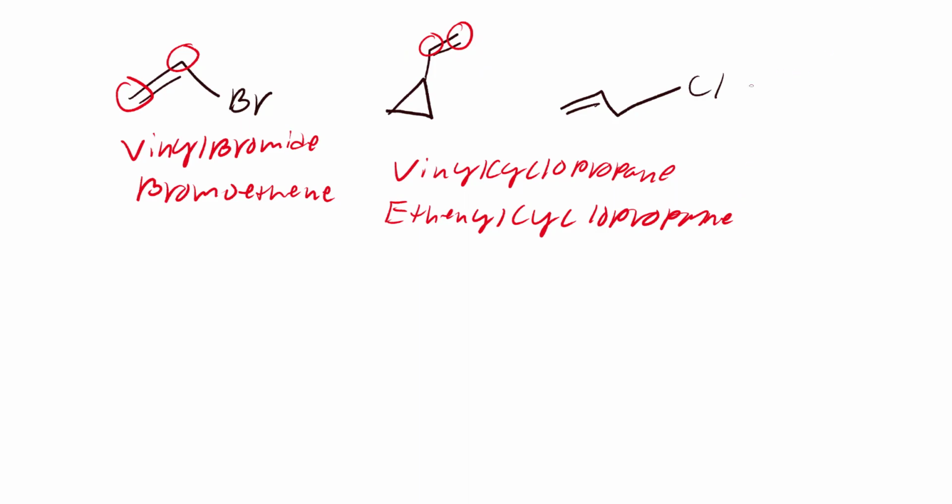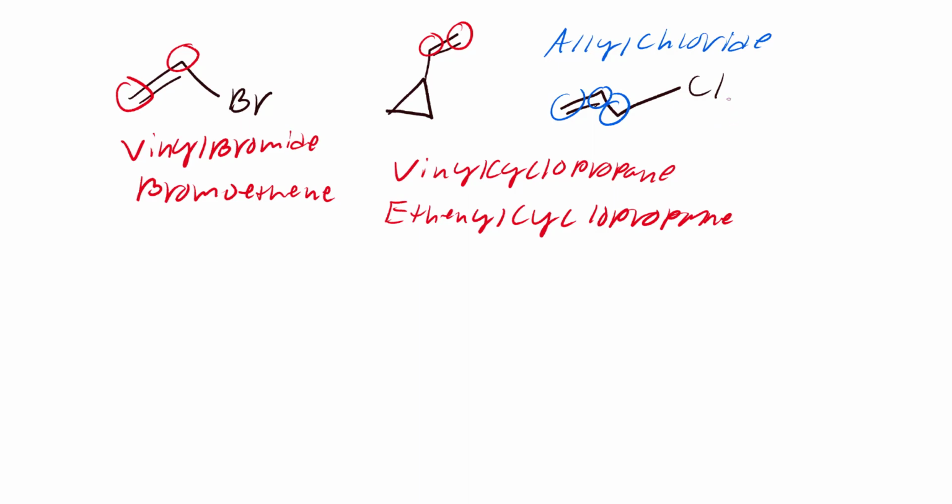For the other one, we're going to write this in blue so you don't get confused. This is 1, 2, 3. Not 2, it's 3 carbons, and it's double bonded. That is called an allyl chloride. If we had a bromine, it would be allyl bromide, allyl fluoride, allyl iodide.